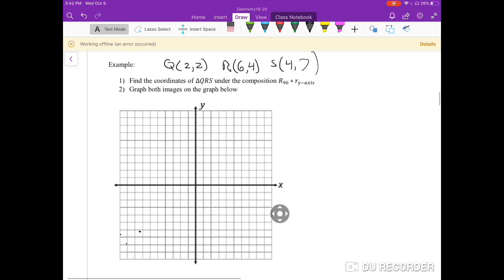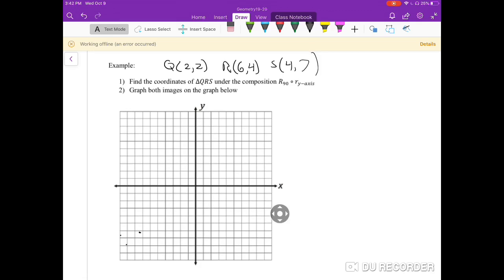The first example is: find the coordinates of triangle QRS under the composition of a rotation of 90 and a reflection over the y-axis. The one thing I want you to do, I did make a mistake. I didn't put these points on your packet, so please make sure you copy these points down. You would have to be given the 3 points. So this is Q, this would be point R, and this would be point S.